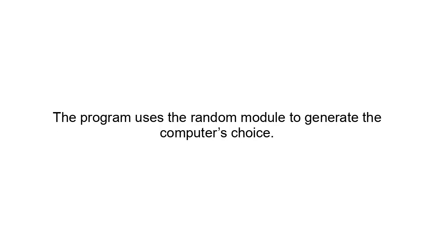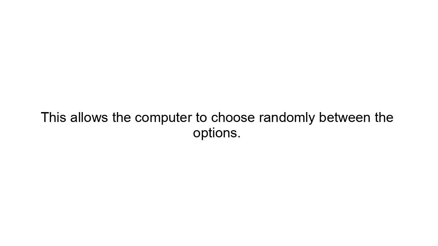How the program works. Step 1: import the random module. The program uses the random module to generate the computer's choice. Example: import random. This allows the computer to choose randomly between the options. Step 2: define possible choices. The available choices are stored in a list. Example: choices equals rock, paper, scissors. This makes it easier to select random options.